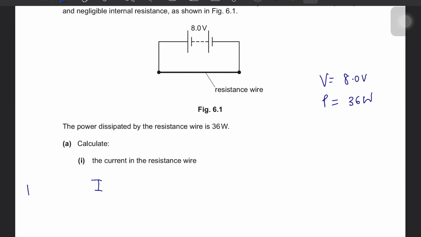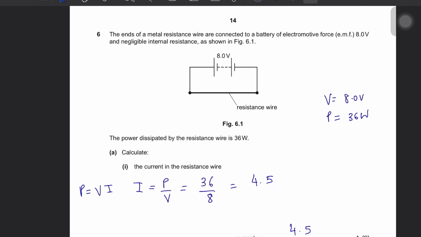It's asking for current. We know that P equal to V times I, which can be rearranged as P over V. So 36 over 8, that gives us 4.5. That's our answer.